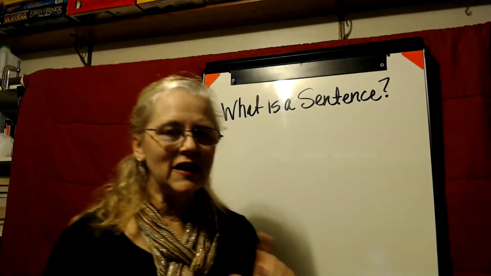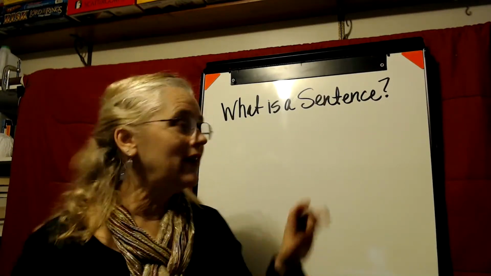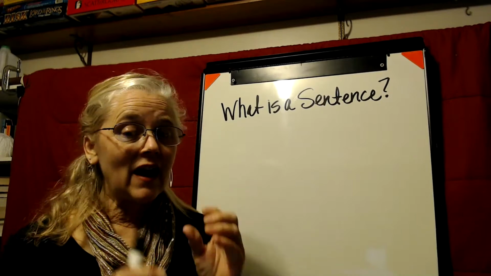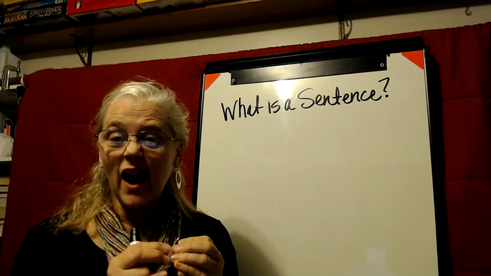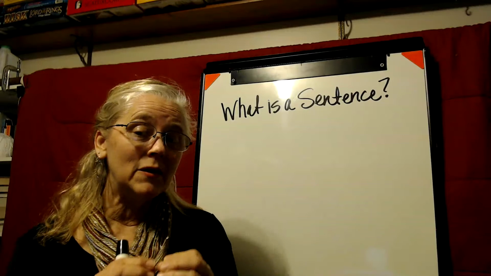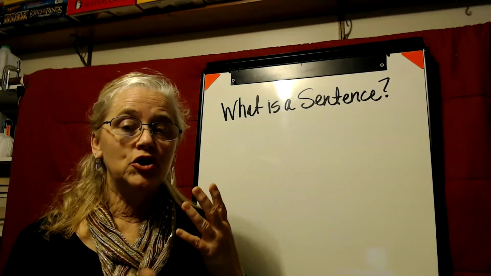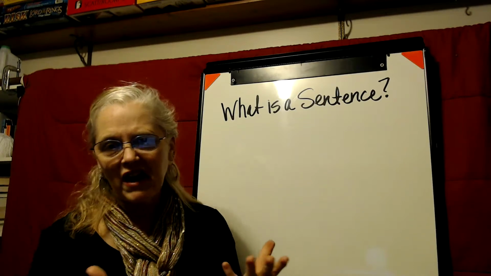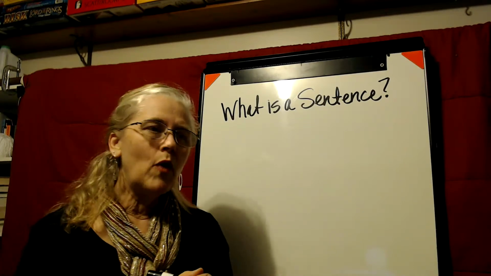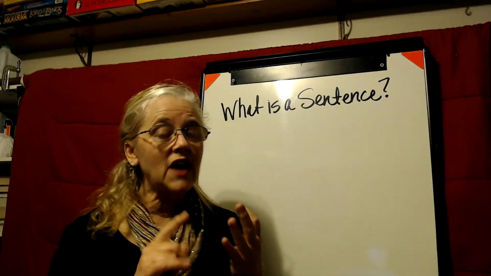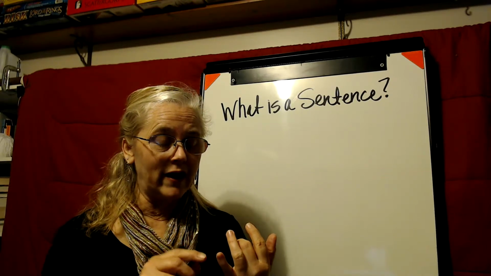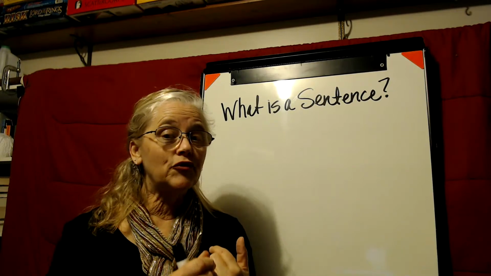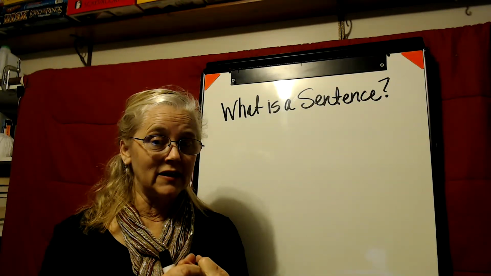Okay, this video lesson is on what is a sentence. In other words, what are the basic elements of a sentence, the non-negotiable, the absolute minimum that you must have for a sentence to be a sentence. And some of you think, well, I know what a sentence is. But one of the most common errors of students in writing are run-on sentences, sentence fragments, and comma splice.